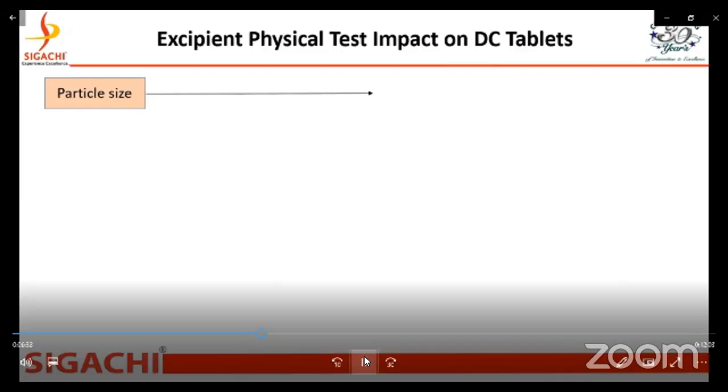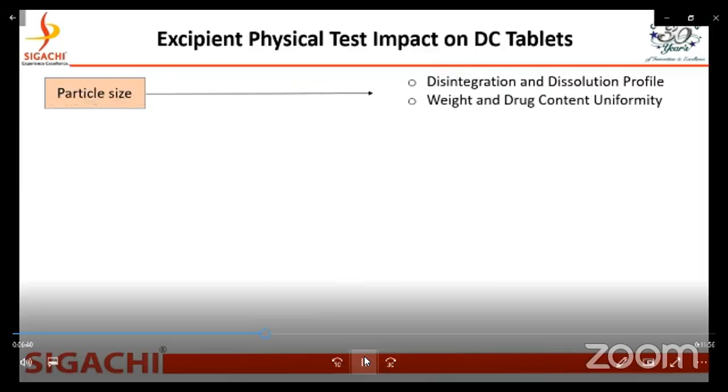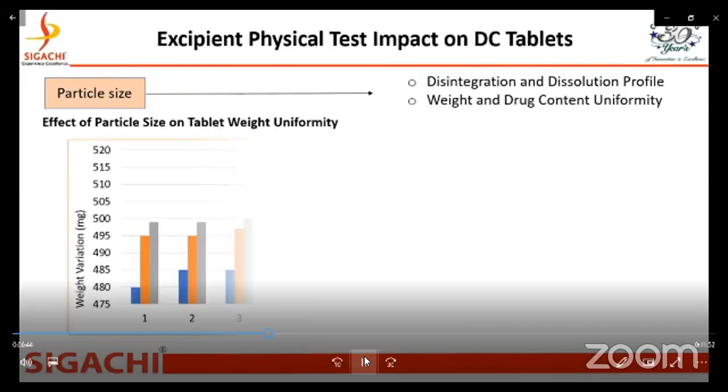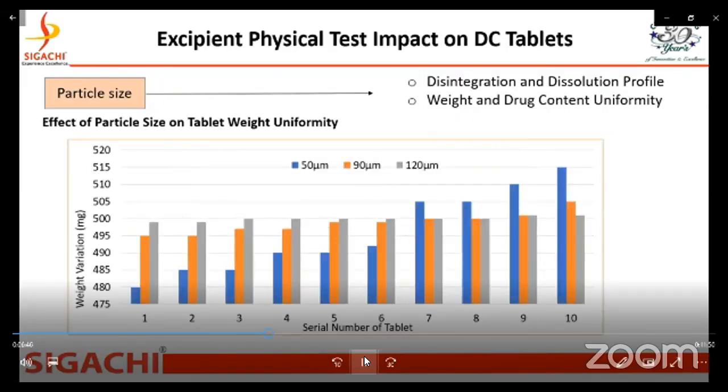Excipient physical test method on TC method. Particle size affects the disintegration and dissolution profile of tablets. It also affects the weight and content of drug uniformity. Graph indicates that 5 micron particle size gives more weight variation in comparison to 90 and 120 micron.